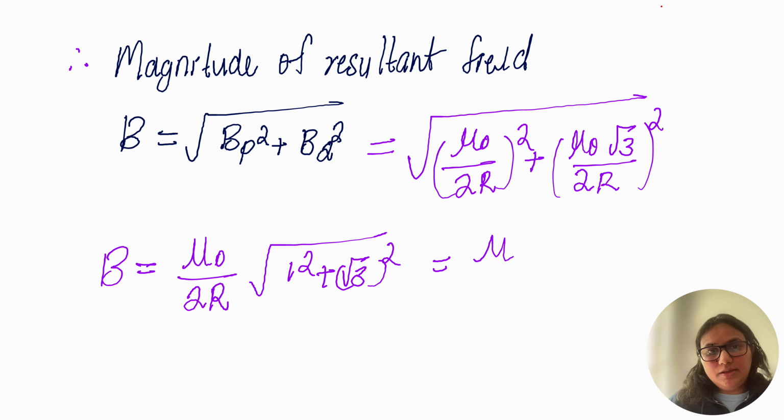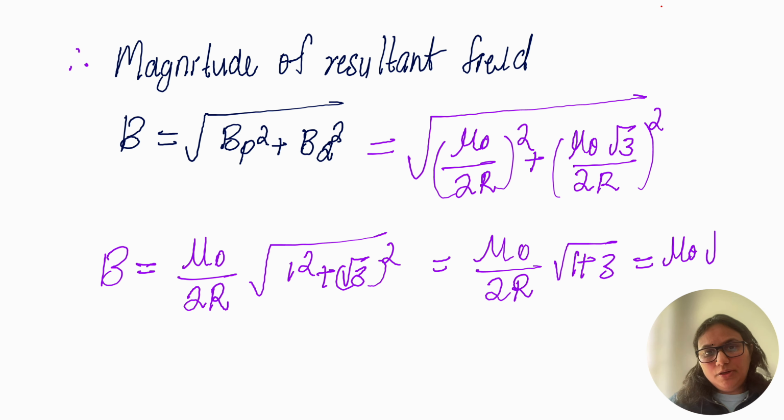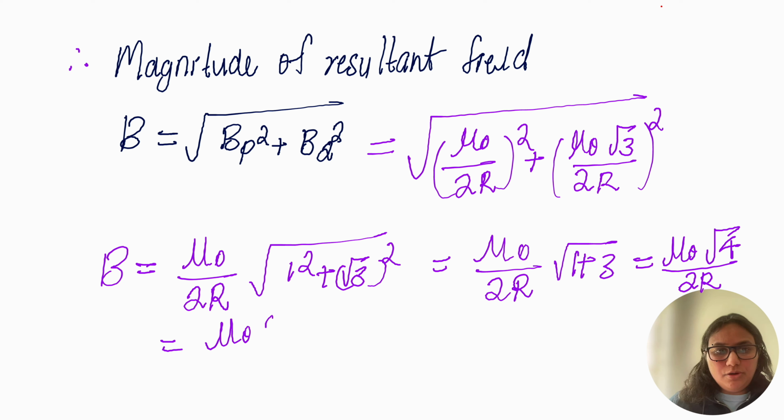So what do we get here? Mu naught divided by 2R root of 1 plus 3. 1 plus 3 gives you root 4. So mu naught root 4 divided by 2R. Root 4 you can write as 2, so it is mu naught 2 divided by 2R. The 2 will get cancelled. So it will be mu naught divided by R.